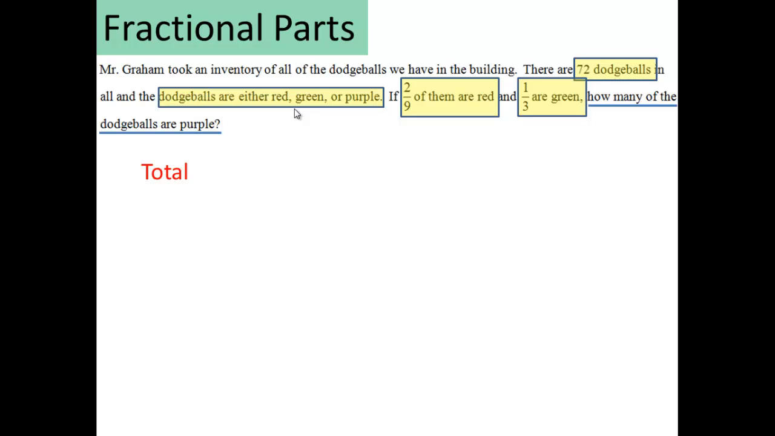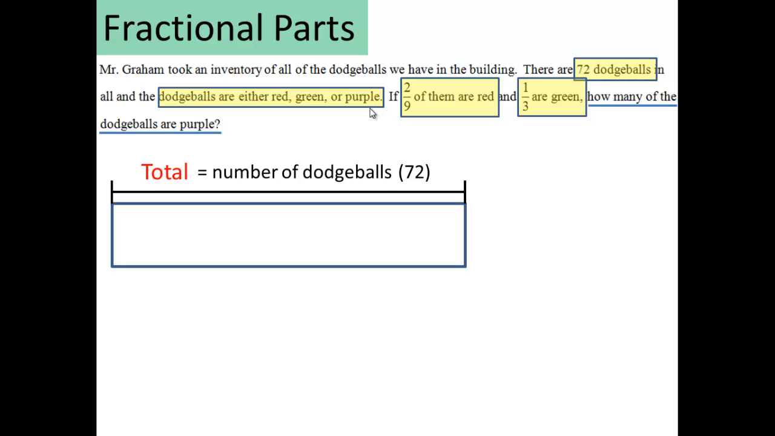Okay, so did you say that it was about the red dodgeballs, the green dodgeballs, the purple ones? No, it's actually about all of them, the number of dodgeballs in total. And in this problem, do we know the total number of dodgeballs? Call it out, yes or no? Yes, in fact, we do. There's 72 of them. It says it right in the question. So same thing though, we make our bar, and the bar represents our total.